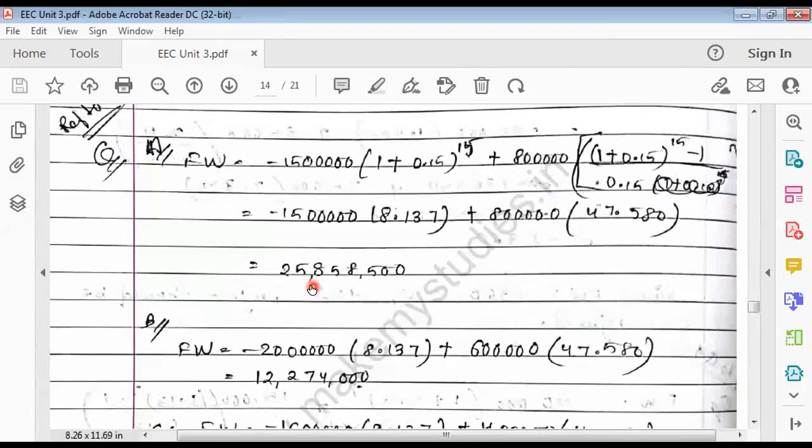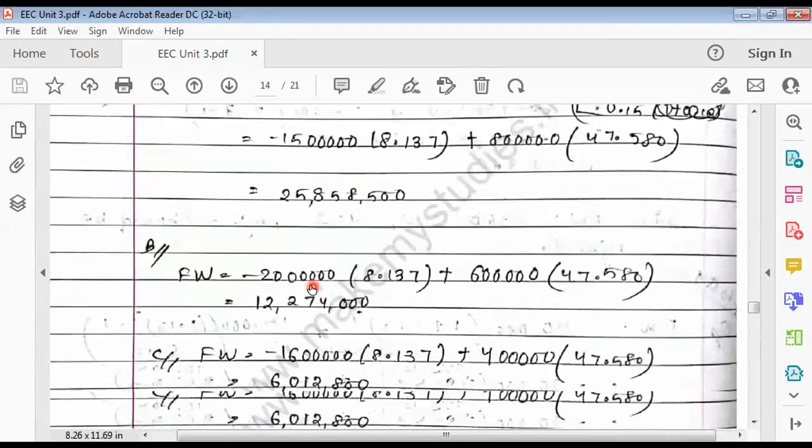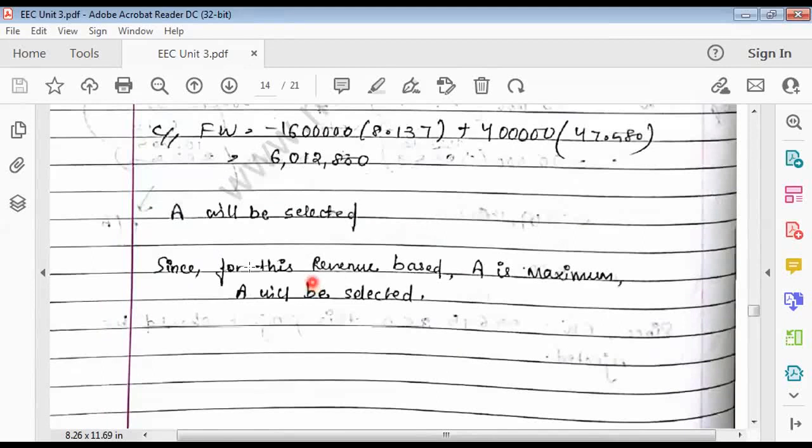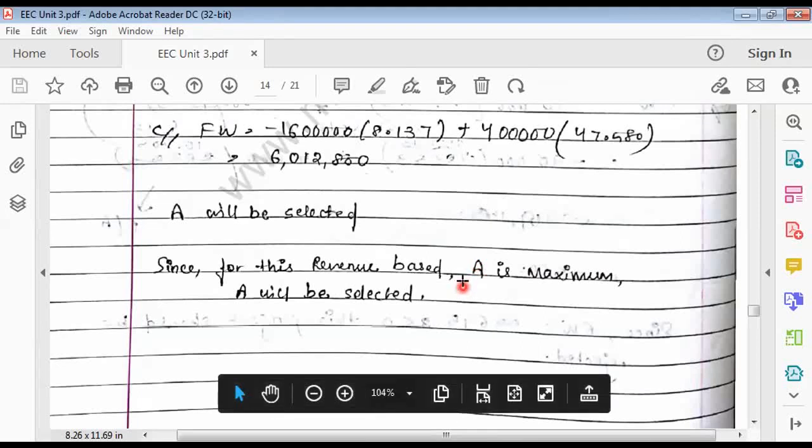So we are ready with all the three FW values, and we find very easily that A's FW value is greater compared to B and C. So we will have to select A, and write your conclusion this way. Since this is a revenue-based case, if A is maximum, don't write that; you write FWA is maximum, which means the future worth of A is maximum. Since for this revenue-based case, FWA is maximum, A will be selected.